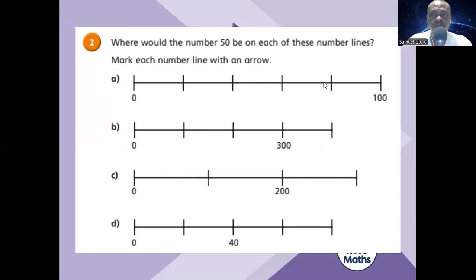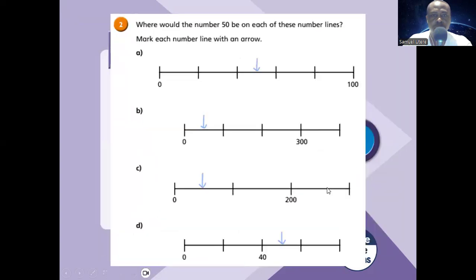Here is the question for number 2. Question number 2. Pause the video for 2 minutes and answer question number 2. Assuming you've paused the video and you've really thought about this, here are the answers. Here you're asked to work out where the number 50 would be on each of these number lines, and then you should mark each number line with an arrow. I'll just discuss the first one.